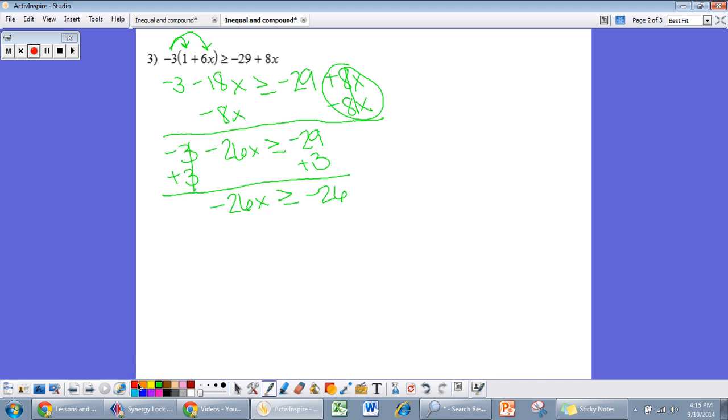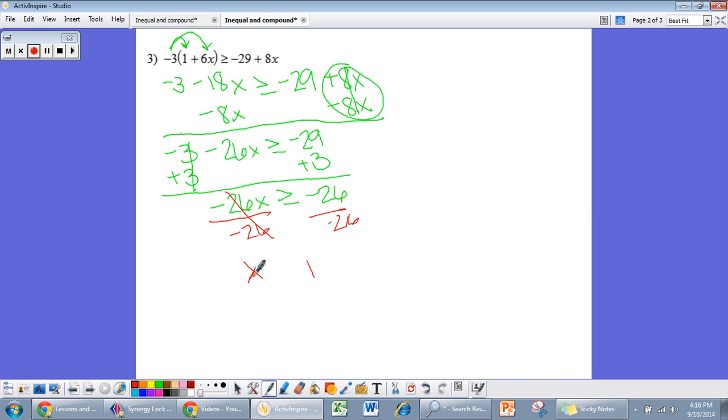And my last step is to isolate the variable by getting rid of what's being multiplied, and the opposite of multiplying is to divide. And we're dividing both sides. Canceling out, we get a positive x and a positive 1.